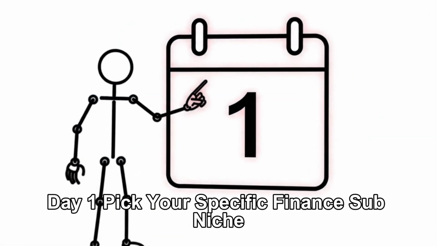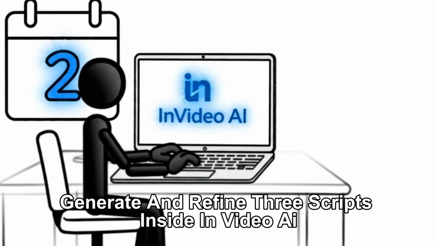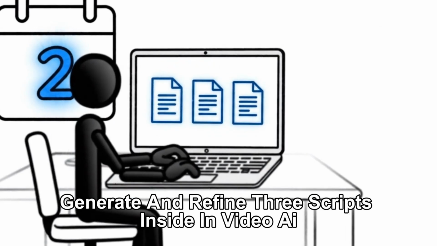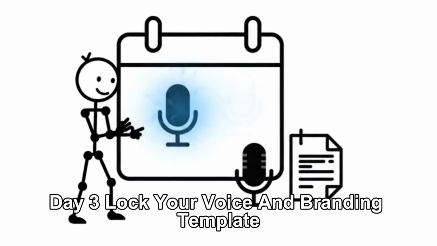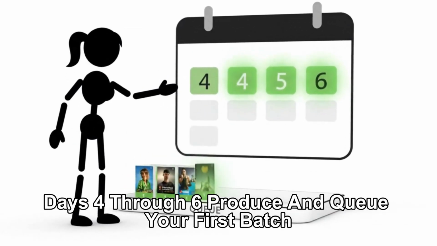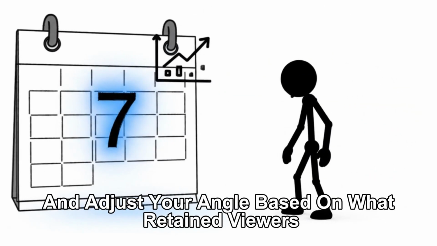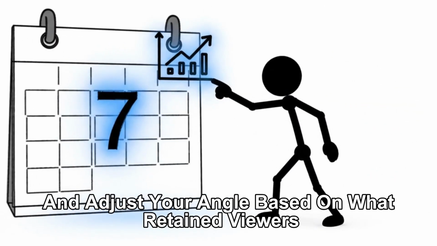Before you go, here is your 7-day action plan. Day 1, pick your specific finance sub-niche. Day 2, generate and refine 3 scripts inside InVideo AI. Day 3, lock your voice and branding template. Days 4 through 6, produce and queue your first batch using the automation workflow. Day 7, review analytics and adjust your angle based on what retained viewers longest.